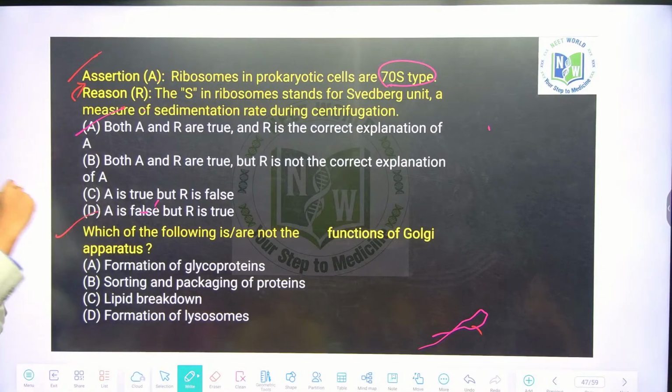Next question. Which of the following is or are not the functions of Golgi apparatus?